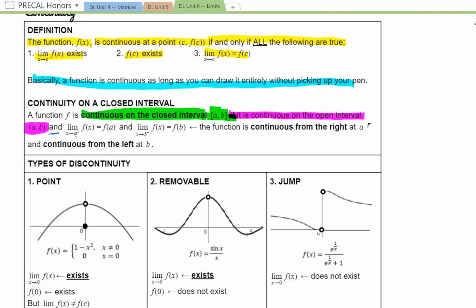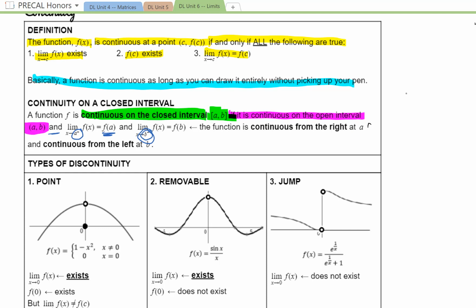And the limit of f of x as x approaches a from the right is the same as f of a. Okay, it must be the actual value. The limit of f of x as we approach b from the left must be f of b. Then we can say the function is continuous from the right at a and continuous from the left at b.